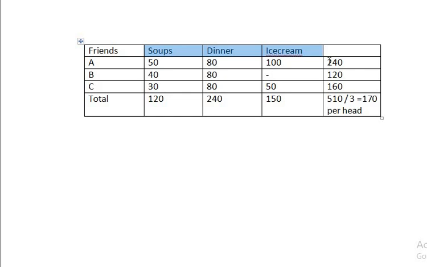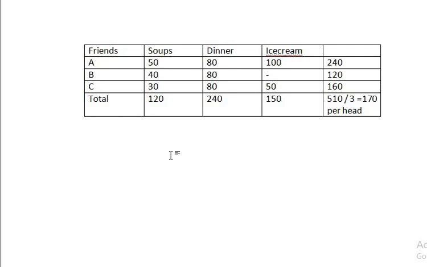In case I allocate the cost based on the activity, Mr. A has to pay 240, Mr. B has to pay 120 and Mr. C has to pay 160. So this is the allocation of cost on the basis of activity. So this is activity based costing. But this 510 divided by 3 is the traditional method of costing, and this is not an appropriate one, and not a fair method of costing.